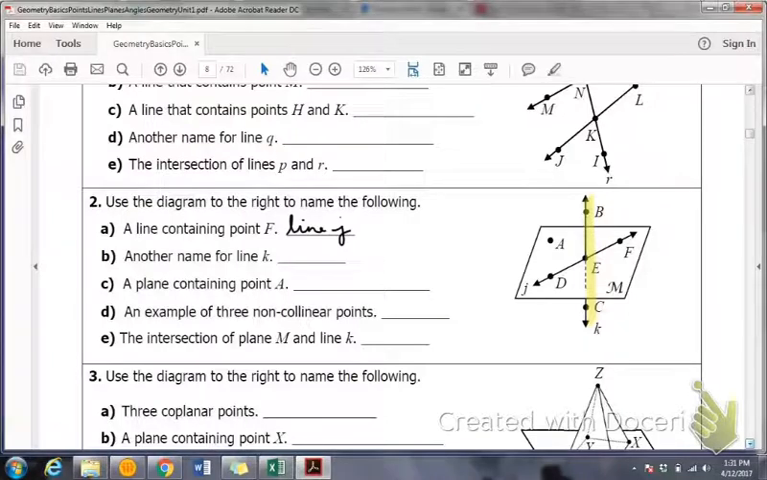BC. Perfect. BC would work just fine. Any 2 points that are on that line. Remember, we're using capital B, capital C with the line symbol above it.